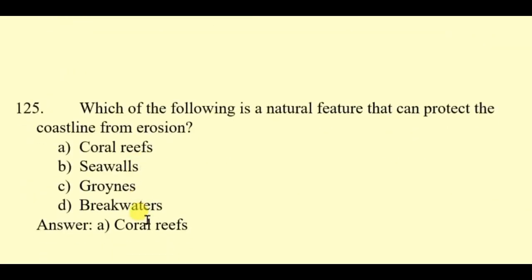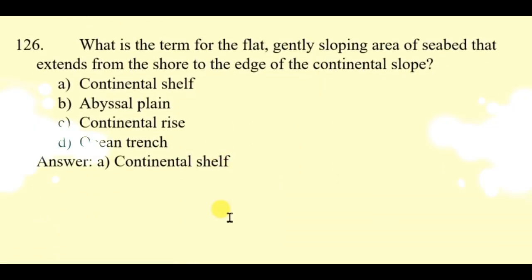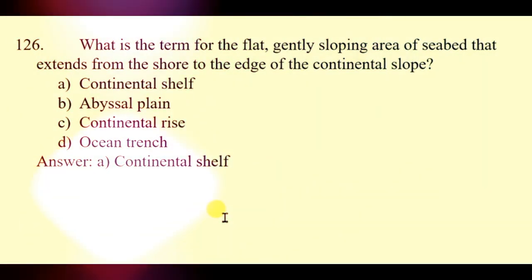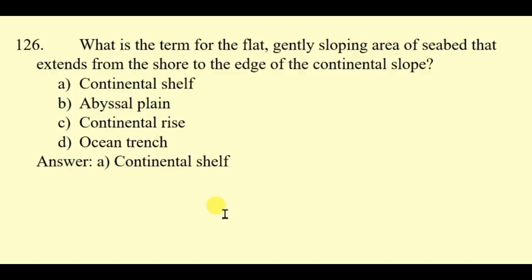Question 125. Which of the following is a natural feature that can protect the coastline from erosion? Coral reefs, seawalls, groynes, breakwaters. So the correct answer will be coral reefs. Question 126. What is the term for the flat, gently sloping area of seabed that extends from the shore to the edge of the continental slope? Continental shelf, abyssal plain, continental ridge, ocean trench. Here the right answer will be continental shelf, which is the first feature from land to the ocean.